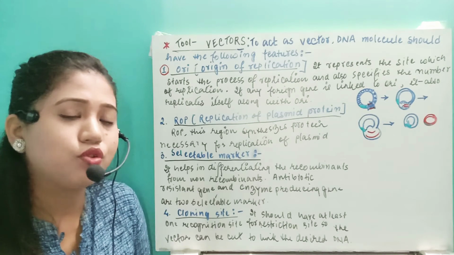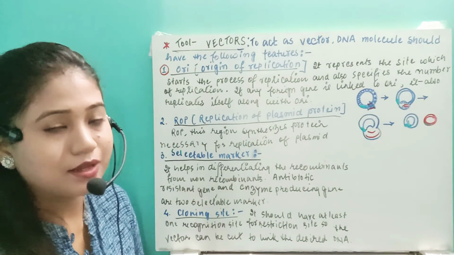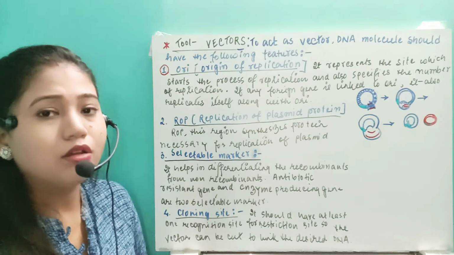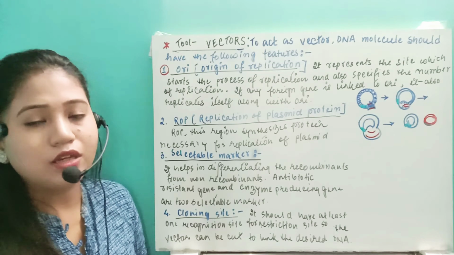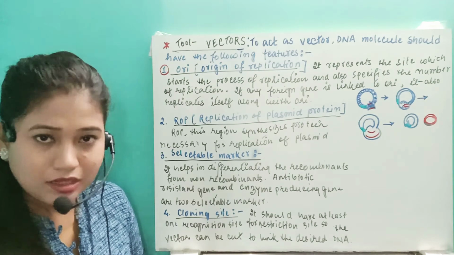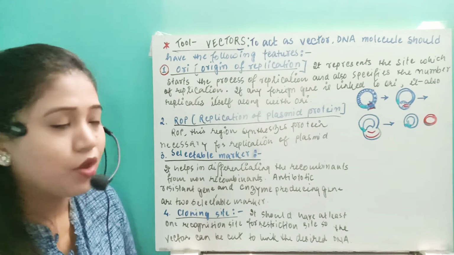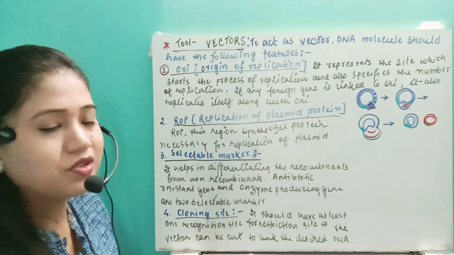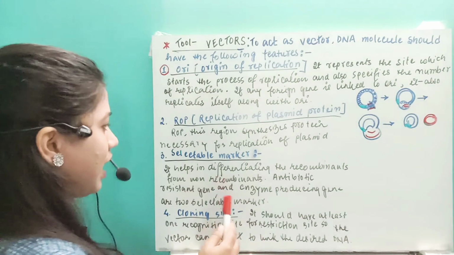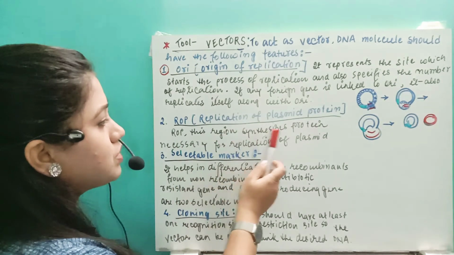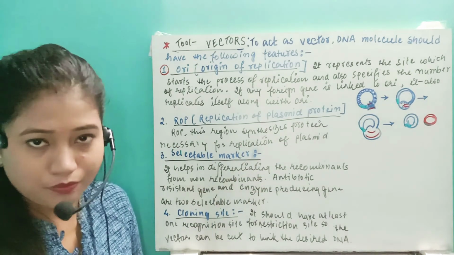Replication of plasmid protein means, whenever a process of replication is started, lots of enzymes are needed, right? Suppose in our body the process of replication is going on, one cell forms the next cell, so replication has to occur. If a replication process is needed, they require a number of enzymes, and ROP is the region which synthesizes the protein necessary for the replication of the plasmid.